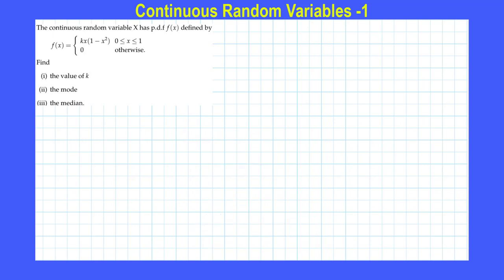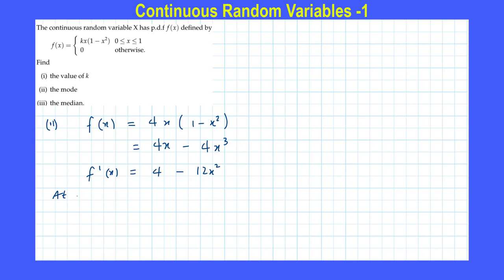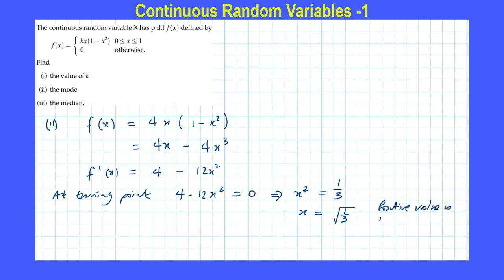Now we said the mode, that's going to occur at a maximum point. So start off with the function, and we've got k is 4 this time. Differentiate it. And to find the maximum point, we know that f dash of x has to equal 0. So we find that x is going to equal 1 over the square root of 3. Now we're taking the positive value because our domain was between 0 and 1.